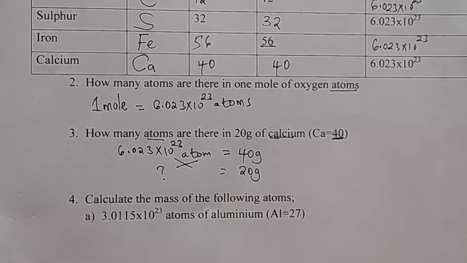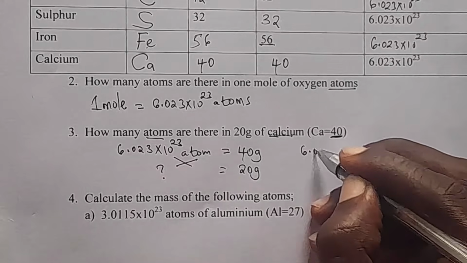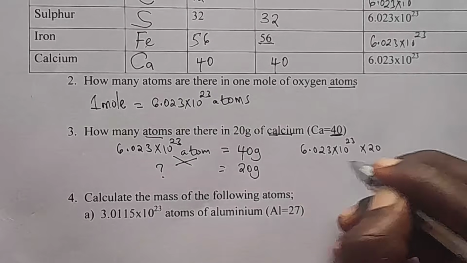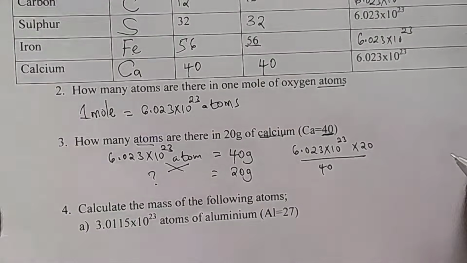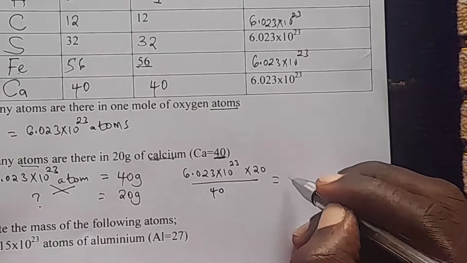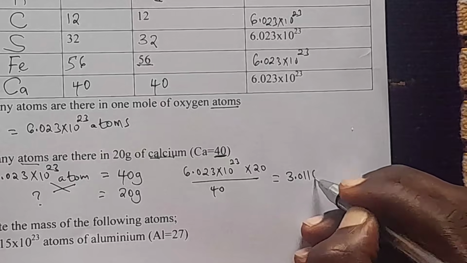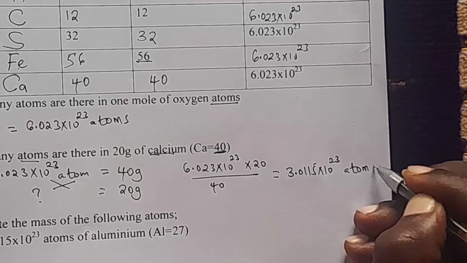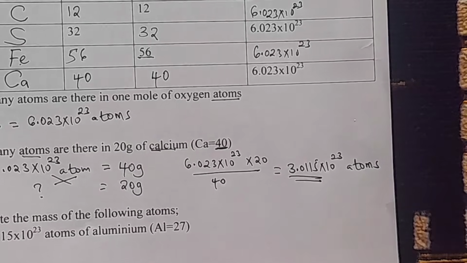So we cross multiply. So there we are going to get 6.023 times 10 power 23 times 20 over 40. So here, what I'm going to get will be 3.0115 times 10 power 23 number of atoms. So that will be my answer.